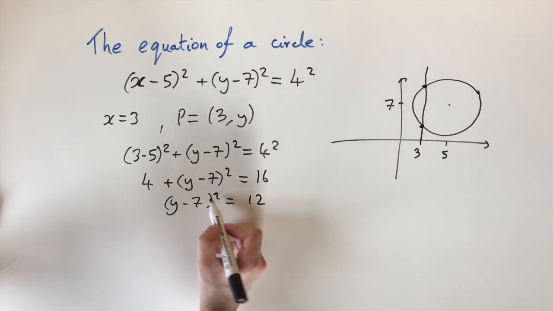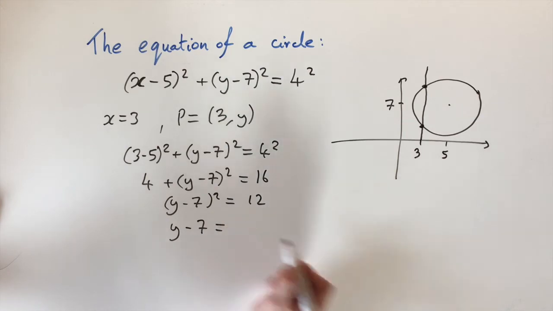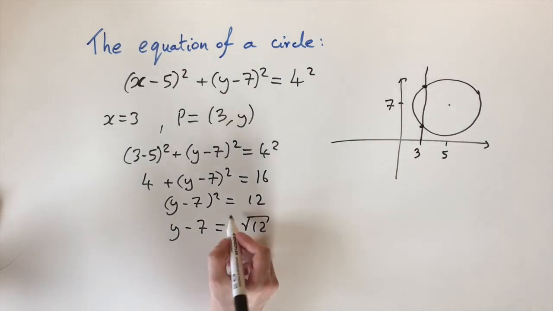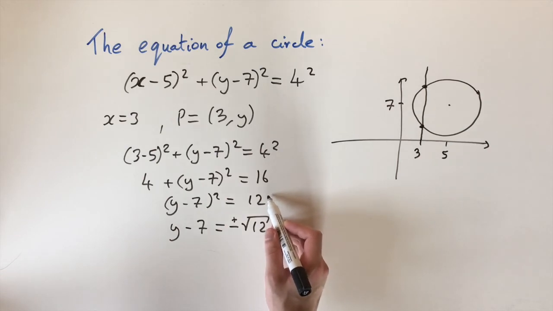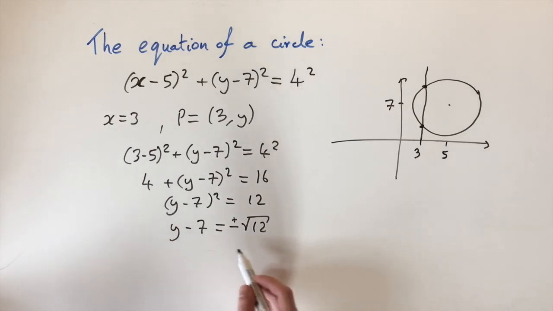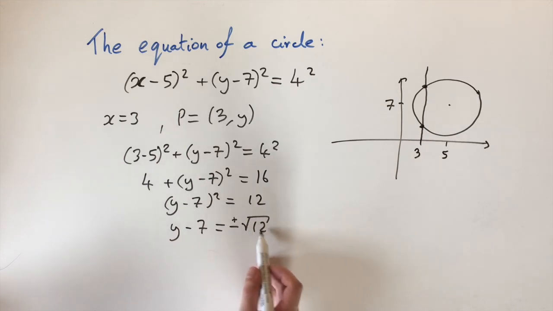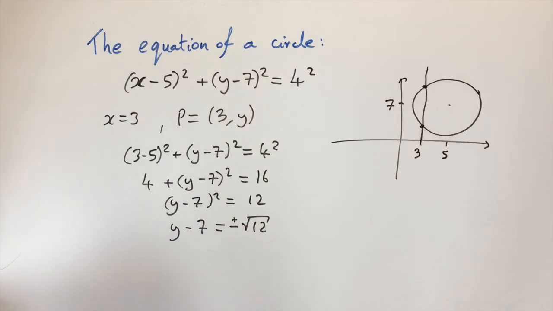And now we have a squared here, so we can take square roots. And this is going to give us y minus 7 equals the square root of 12. But be careful because we need to take the plus and minus solution to this equation. And this is because if you think about going back up to this line, then we need to square this, and then we see that both the positive and negative values of this number square to be equal to 12. So this is why we need the plus or minus square root here.